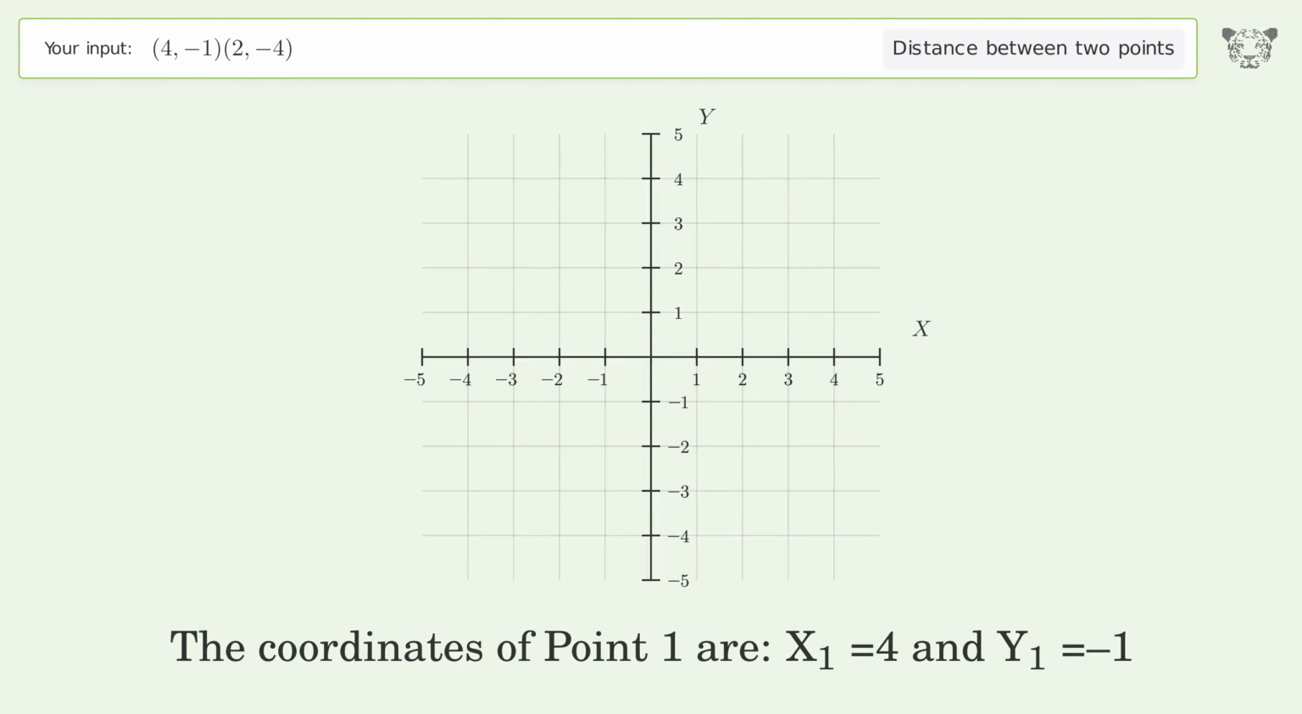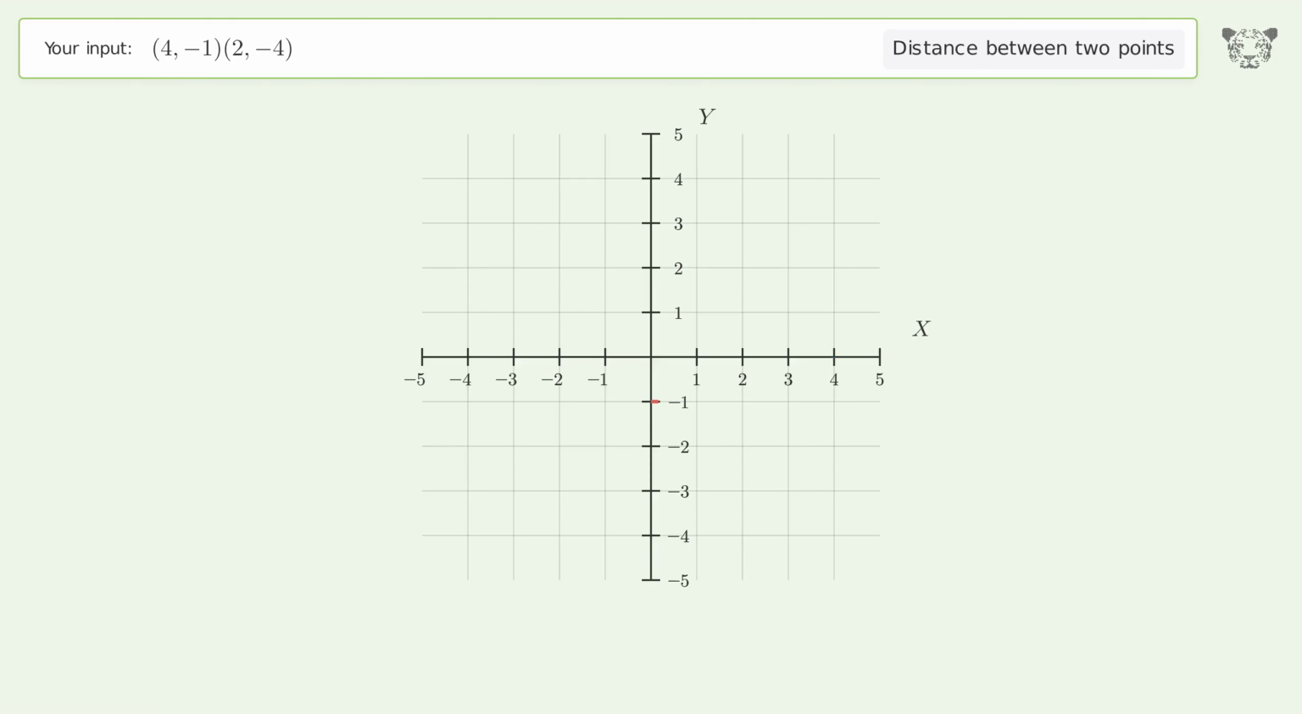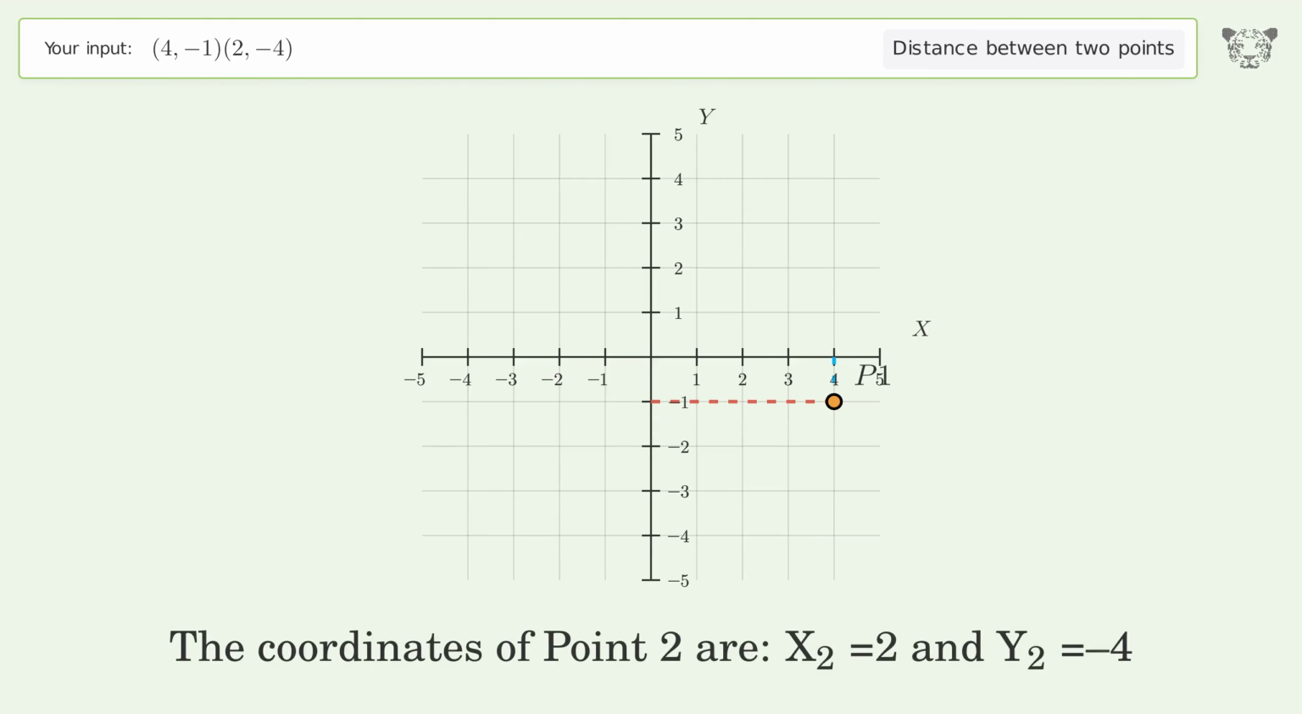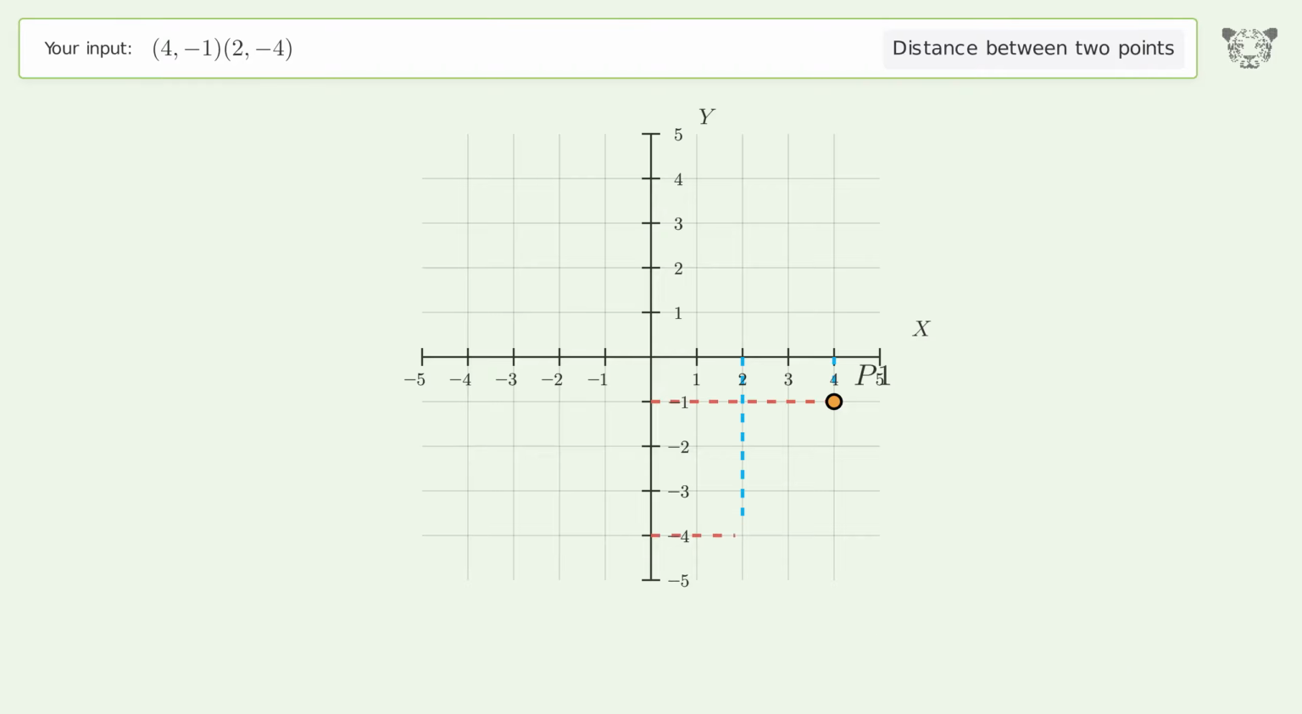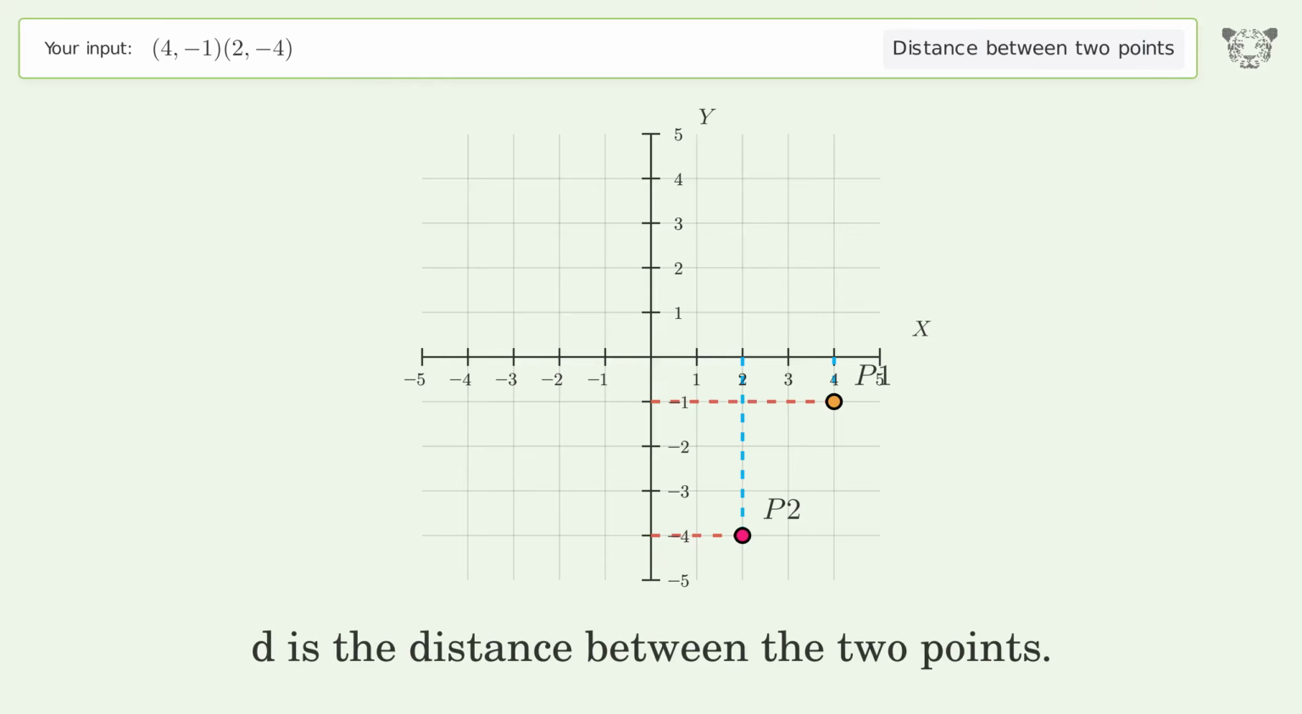The coordinates of point 1 are x1 equals 4 and y1 equals -1. The coordinates of point 2 are x2 equals 2 and y2 equals -4. D is the distance between the 2 points.